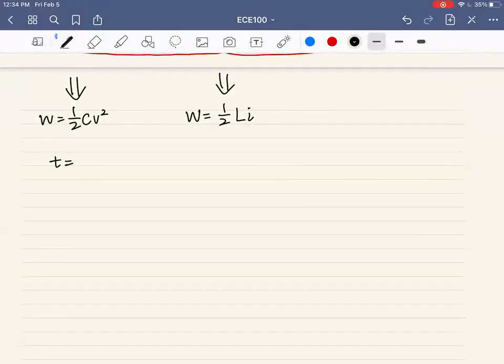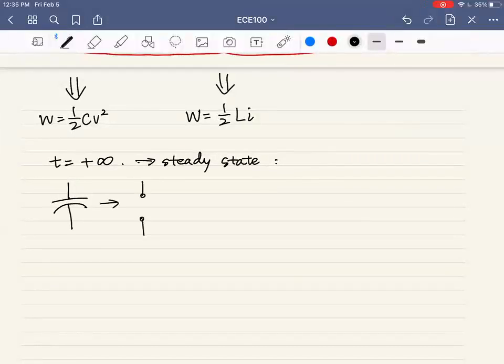And when the time is long enough, the circuit will reach a steady state. Under steady state, the capacitance will act as an open circuit because no more electrons flow to the plates and the current will be zero. For the inductance, it will act like a short circuit, like a wire.